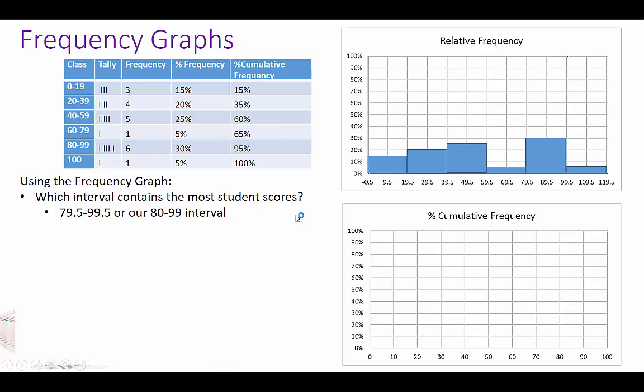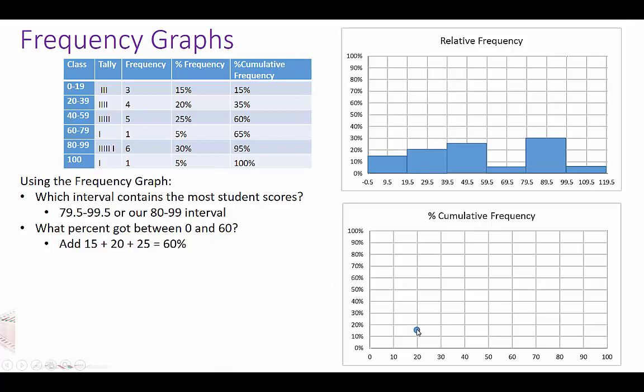Okay. Then what percent got between 0 and 60? Well, on this graph from 0 to 60 is pretty much these folks right here, right? And, well, I have to add up the 15, the 20, and the 25 based off of this, right? And I get 60%. Now let's go ahead and look at a cumulative frequency graph.